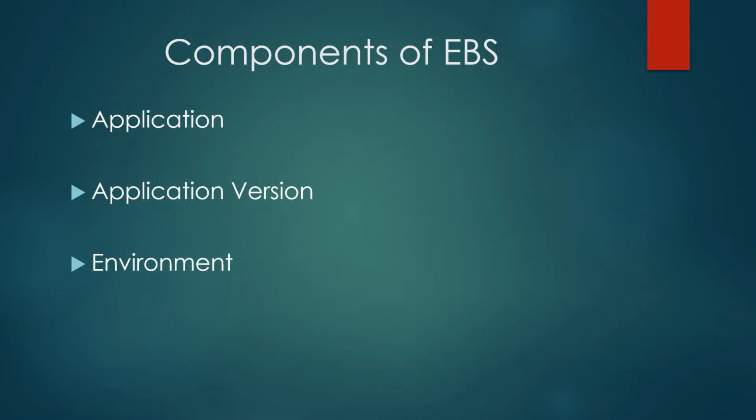So what is the application version? Let us try to understand this. When we make changes to your application, you can deploy the updated application via Elastic Beanstalk. The application version is a link to the S3 object that contains your deployable zip or WAR file.